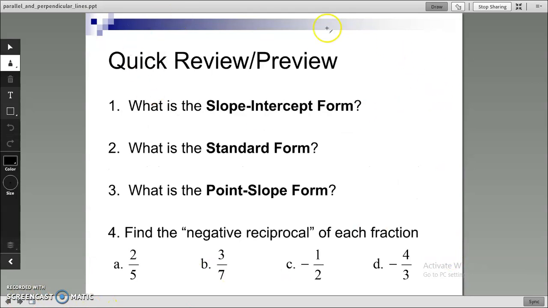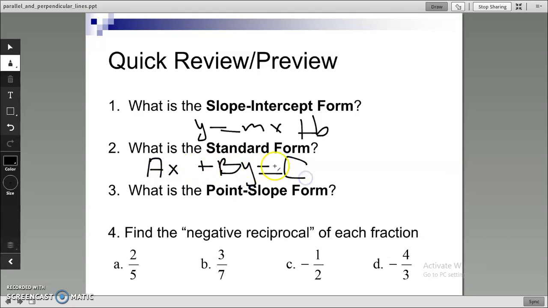Quick review. What is the slope-intercept form? Slope-intercept form is y equals mx plus b. What is standard form? Quick, write it down. Pause the video. It is ax plus by equals c, where a, b, and c are integers, and a is greater than 0, so it's not negative. Point slope form is y minus y1 equals m times x minus x1.